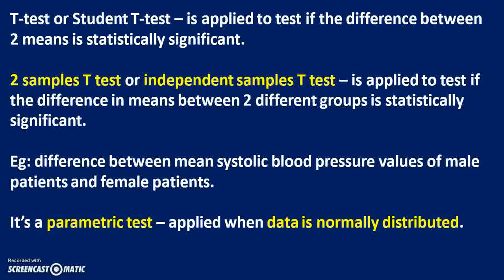For example, difference between mean systolic blood pressure value of male patients and mean systolic blood pressure value of female patients. You want to know the difference, and if it is statistically significant, we can apply two sample t-test. It is a parametric test and it is applied when data is normally distributed.